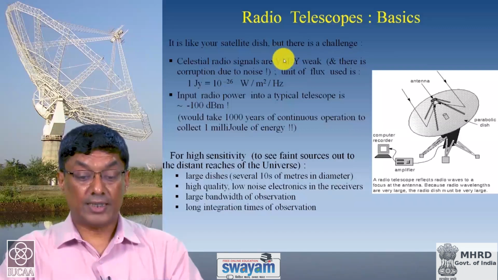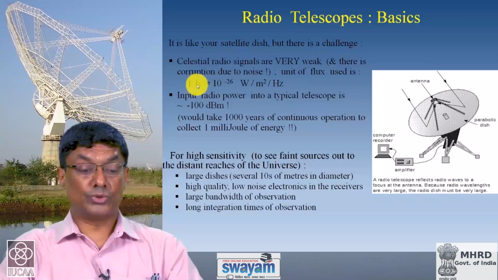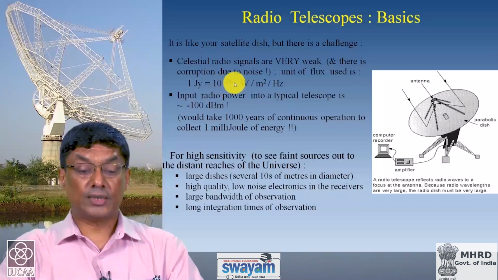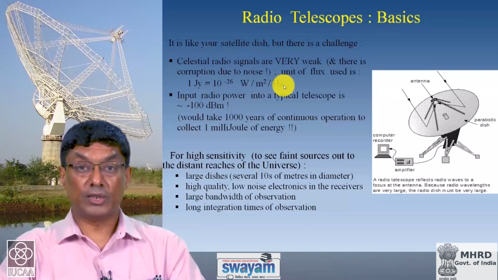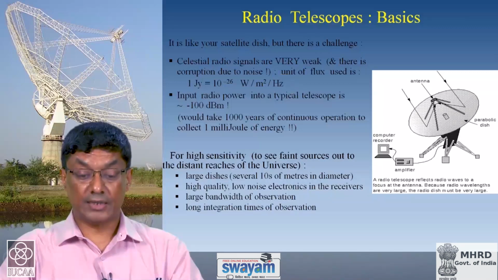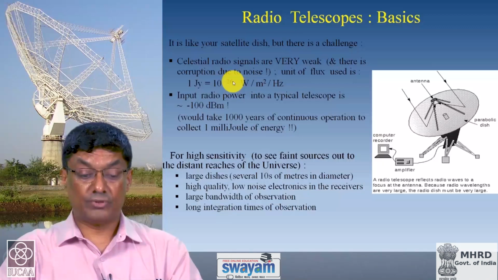But just to understand how weak the signals are, radio astronomers use this unit called the Jansky in honor of Carl Jansky, which is 10 to the minus 26 watts per square meter per hertz of incident intensity of the wave. And as you can see, that is a very small amount of power, and if you were to try and understand that in different ways, you could do it.